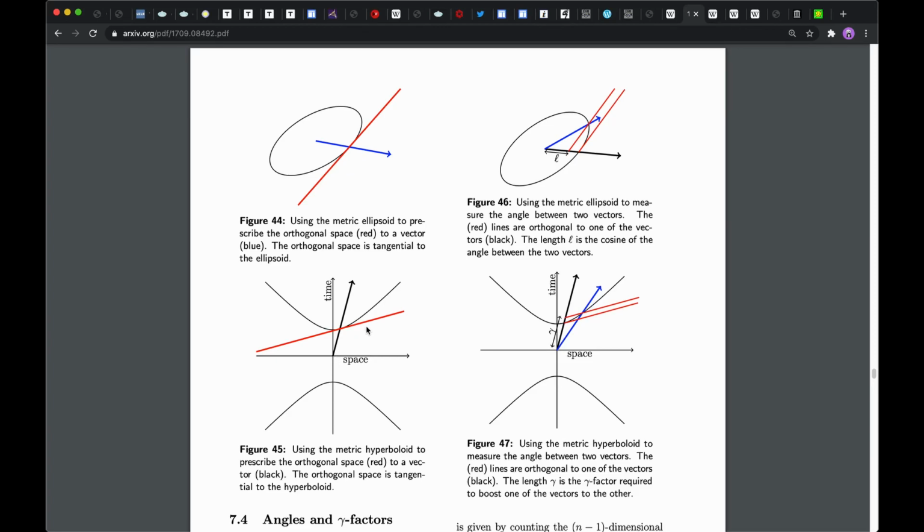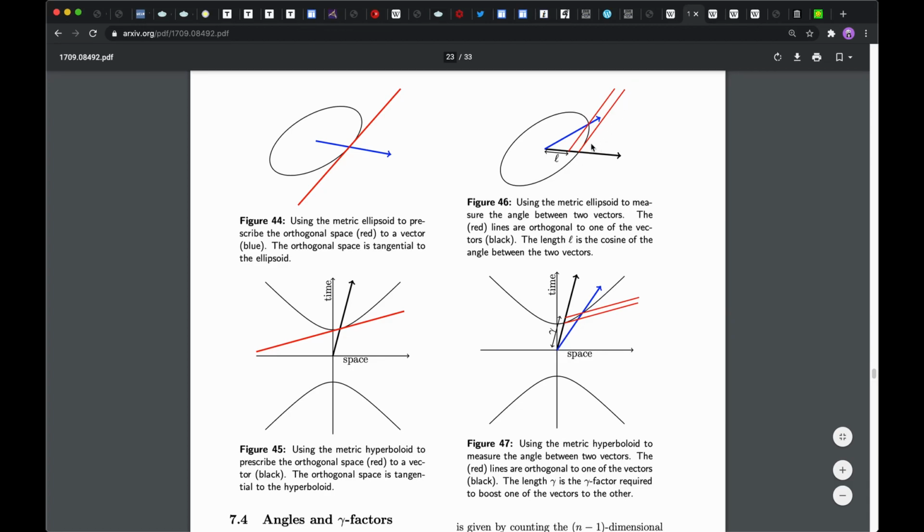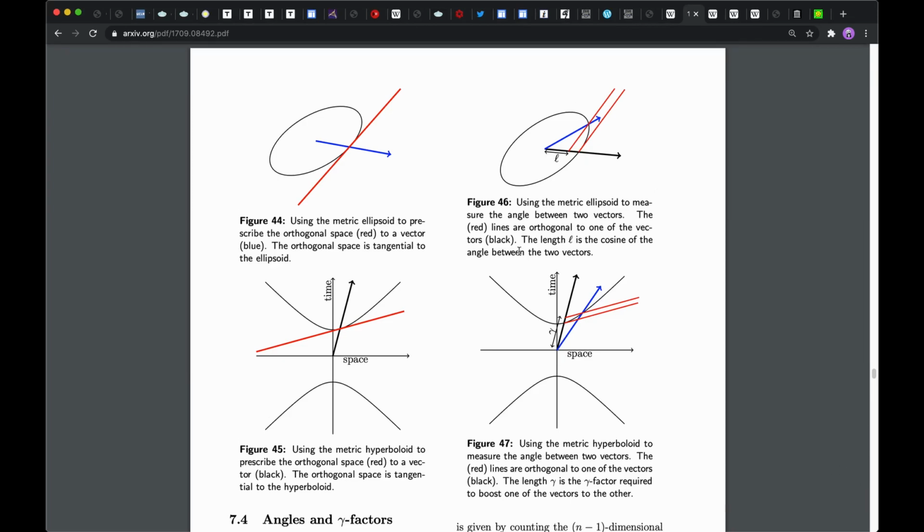So the next thing is measuring angles, and I'm not sure that I really understand that well, but anyway, let's discuss the pictures. In the Euclidean case, you can see that we have that same ellipse and the blue vector, and we have a tangent here to the ellipse. And what is the black one? The red lines are orthogonal to one of the vectors, the black one. So we have two vectors. To measure an angle, we need two vectors, right? Like the blue one and the black one.